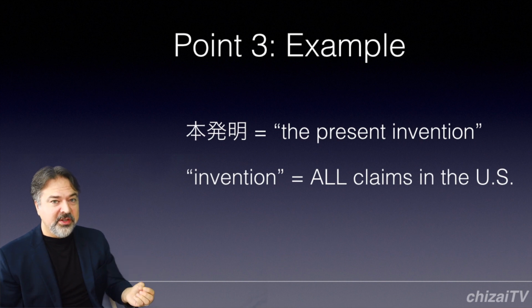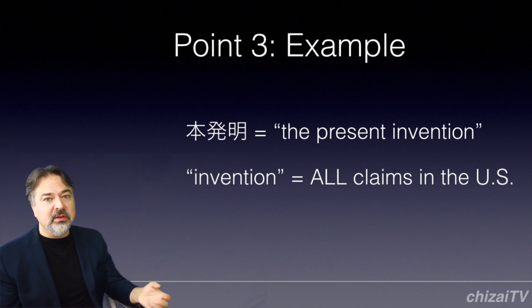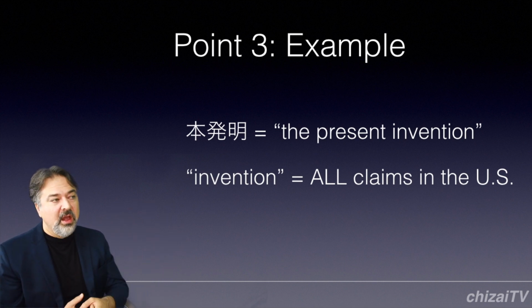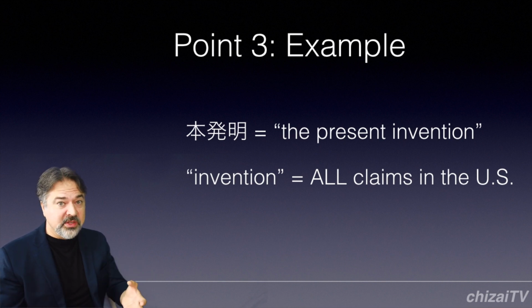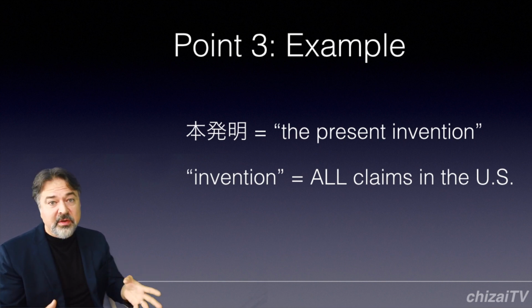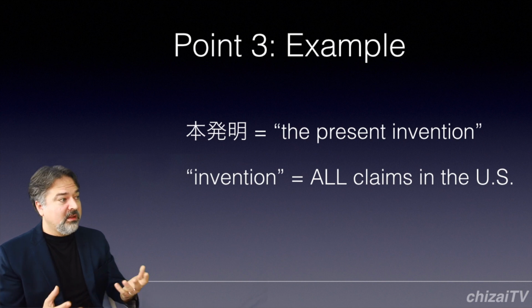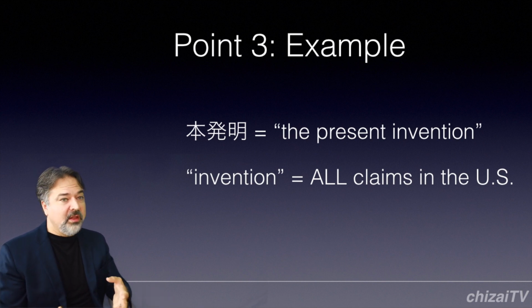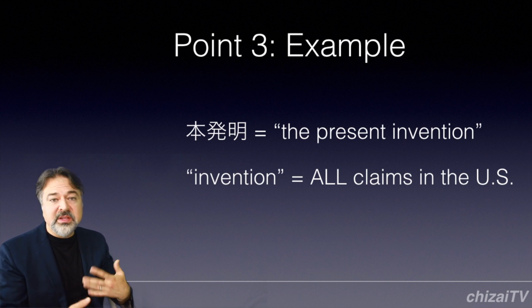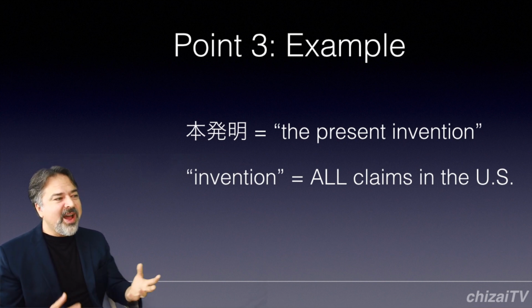So invention in the United States equals all of your claims. It's everything together. So if you say the present invention has a housing, does that mean all of your claims must include a housing too? Or if you say all of the present invention includes a housing and some of your claims do not have a housing, is the claim invalid? Or should the claim have a housing kind of implicitly understood in there? It's not clear. So I want to help clarify that for you.